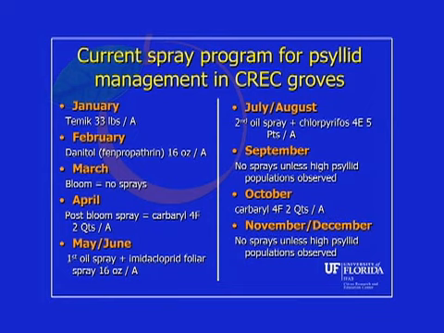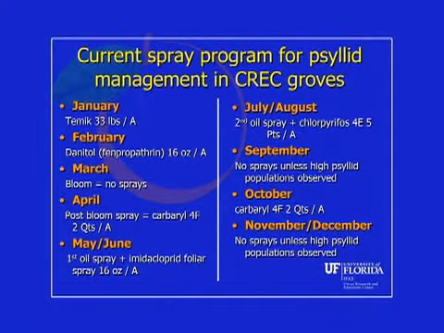In January, we'll be applying Temik at a rate of 33 pounds per acre. In early February, a Danitol application. The goal, as I showed earlier in some of the slides, with the Temik Danitol combination, is that we're hoping it will take us through the March, early April bloom period when we cannot spray for psyllids. Then post-bloom, towards the end of April, we'll be using a carbaryl application. We've recently done some work showing that carbaryl appears to be an effective product for psyllid control. We'll continue to evaluate that through part of our management program here, applying this carbaryl 4-pound material at a rate of 2 quarts per acre.